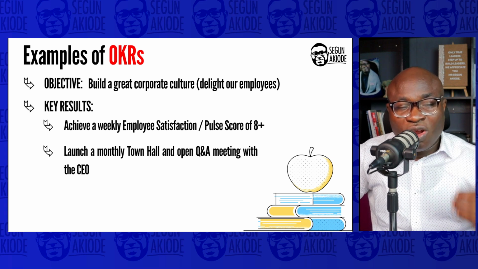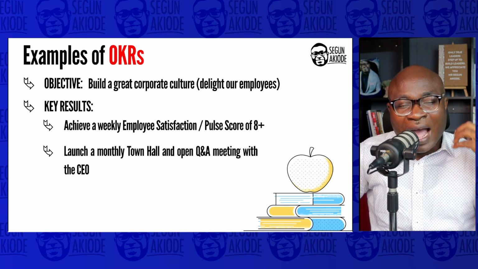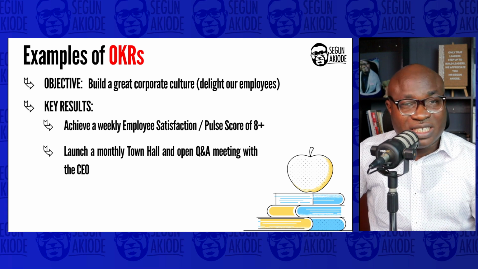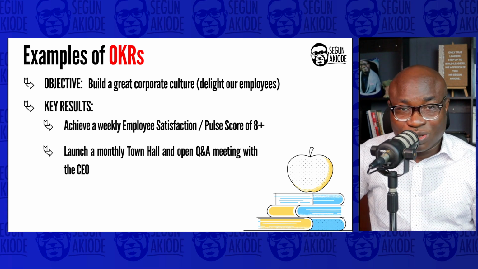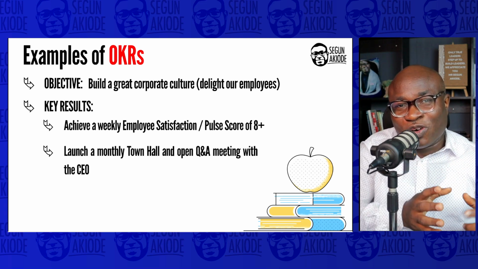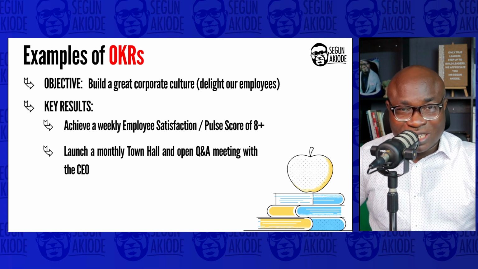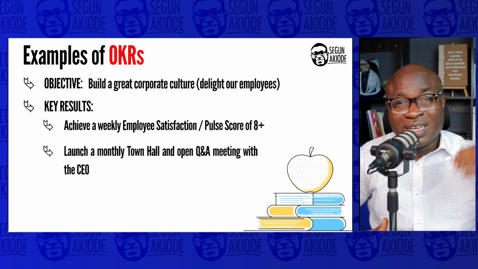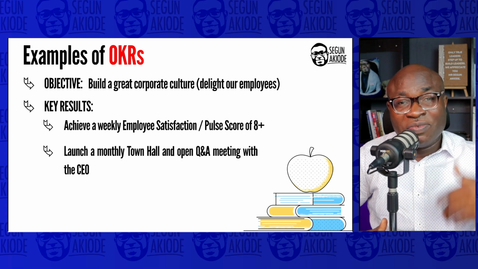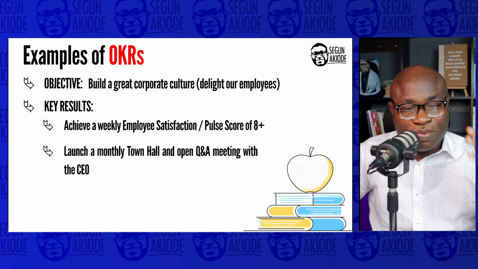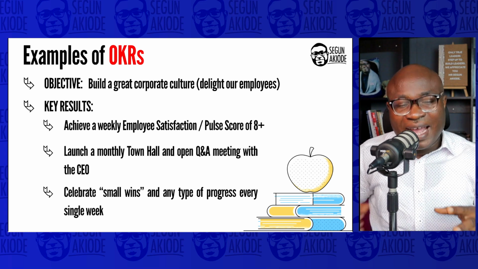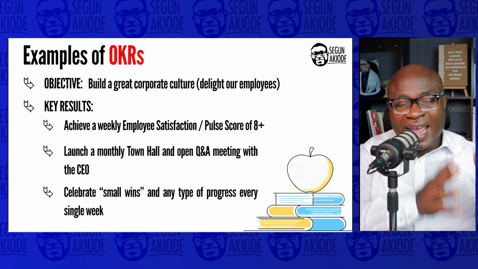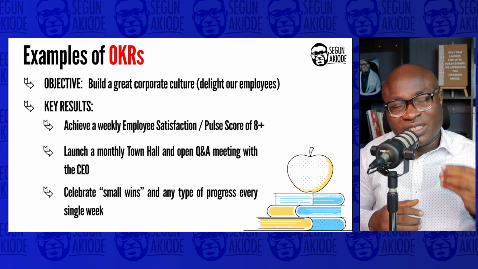2, we must launch a monthly town hall and open question and answer meeting with the CEO. That's a key result. So in addition, for us to achieve the audacious goal, we must do all of this. If we're able to hit the key results, define them and achieve them, then we are sure we're on our way to getting our objective sorted out. Then you celebrate small wins and any type of progress every single week.